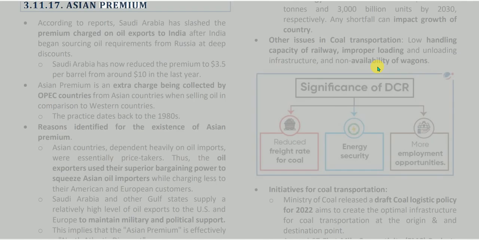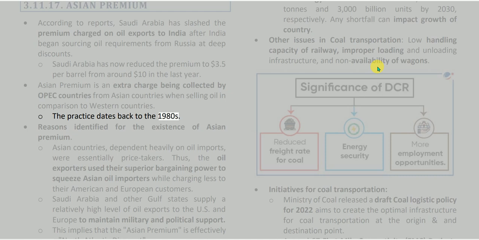According to reports, Saudi Arabia has slashed the premium charged on oil exports to India after India began sourcing oil requirements from Russia at deep discounts. Saudi Arabia has now reduced the premium to $3.5 per barrel from around $10 in the last year. Asian premium is an extra charge being collected by OPEC countries from Asian countries when selling oil in comparison to Western countries. The practice dates back to the 1980s.